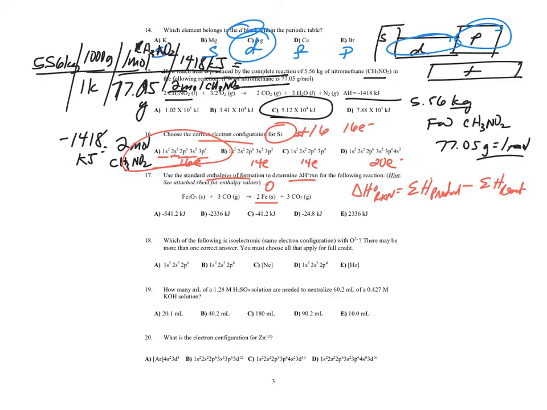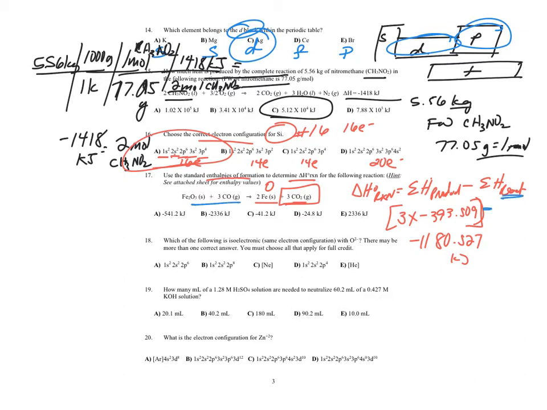What a lot of people did, if you didn't get products first, you would have gotten the wrong answer. So the products here would be 3 times, and if you look up the CO2, you see that's negative 393.509. So you have to multiply that out, and that works out to be negative 1080.527 kilojoules.